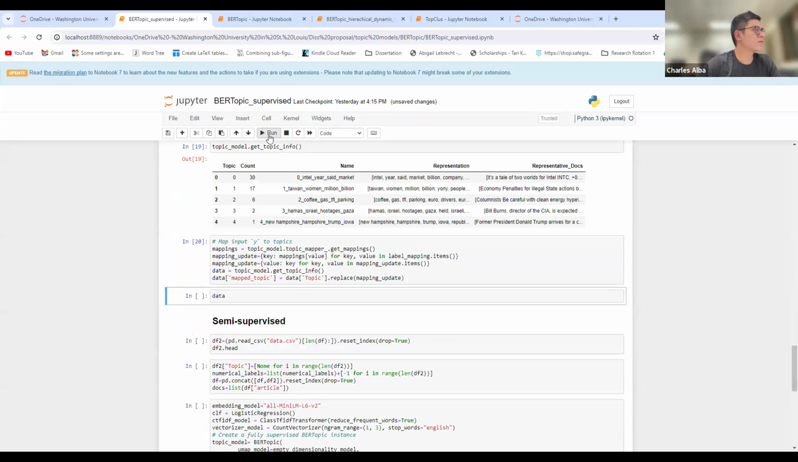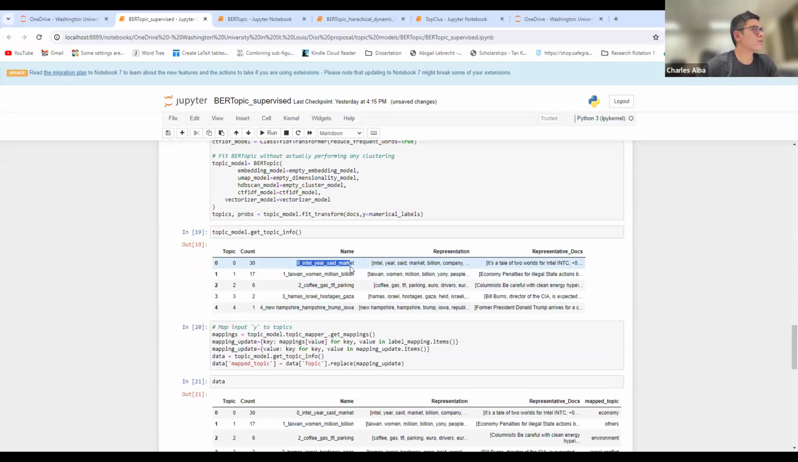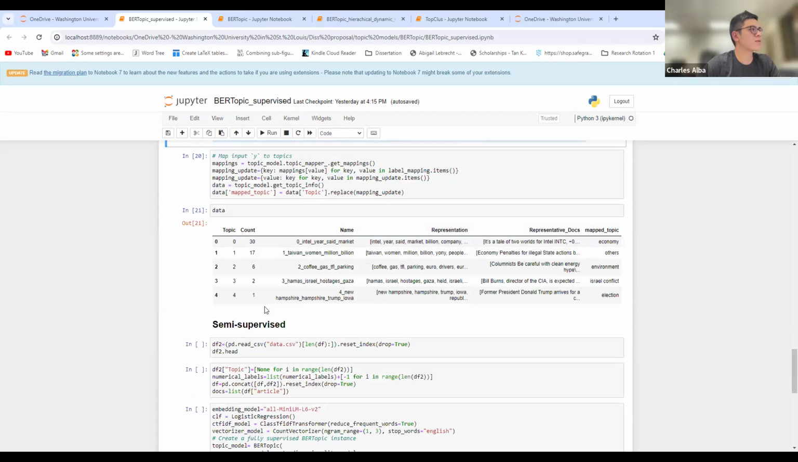And then again, okay. So Intel's year set market, okay. I do not know what this was, Taiwan? Yeah, again, coffee gas. Okay, fine. The Israeli conflict makes sense. The fourth topic makes sense. Okay, actually, no, this is better, right? The fourth topic makes sense. Election, this one makes more sense. I'm not sure how coffee comes into environment, and the others, I'm not really sure about this.